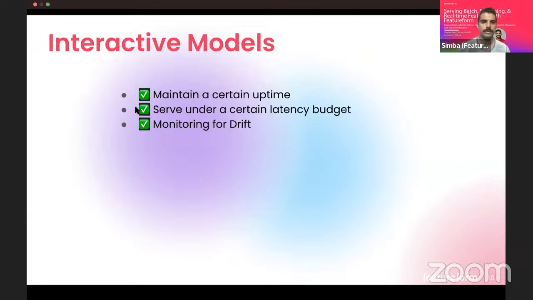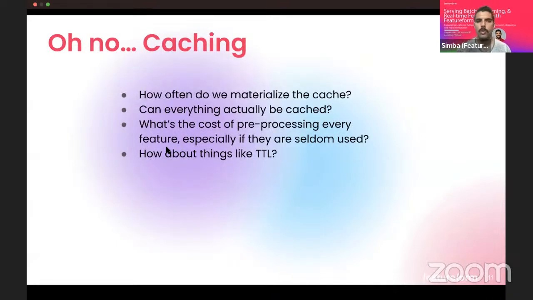Because this is going to maintain a certain amount of uptime, assuming you can keep your caching layer up, which is doable. Latency, it's much easier to serve low latency when things are cached, for obvious reasons. Monitoring for drift, Featureform does that automatically. So if you do this, you kind of already get that. So we've solved it, right? Well, not quite. Caching comes with its own problems.